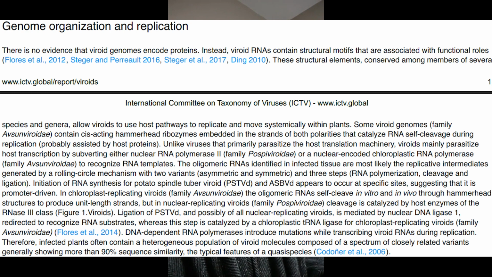Unlike viruses that primarily parasitize the host translation machinery, viroids mainly parasitize host transcription by subverting either nuclear RNA polymerase II, like in the case of the family Pospiviroidae, which is, by the way, where Hop Latent Viroid is part of this group, or a nuclear-encoded chloroplastic RNA polymerase, which is what the other family uses, to recognize RNA templates. So that was a lot to take in.